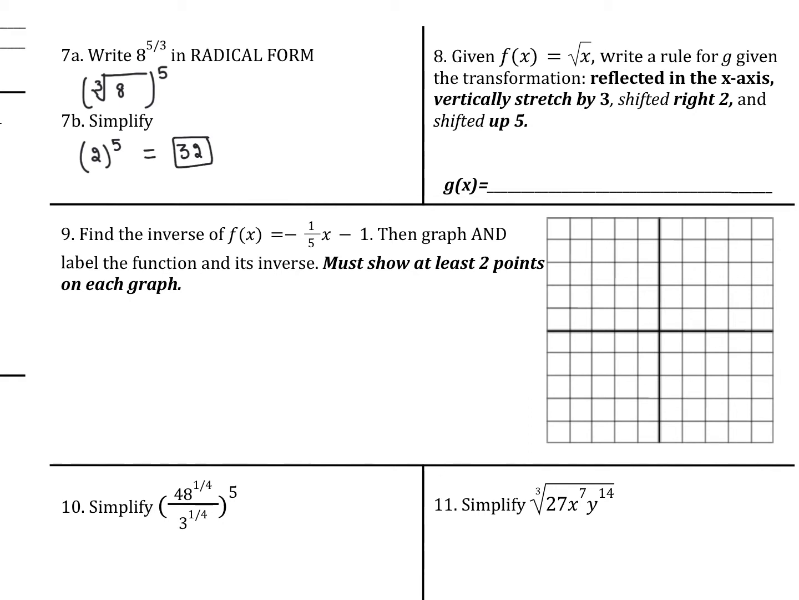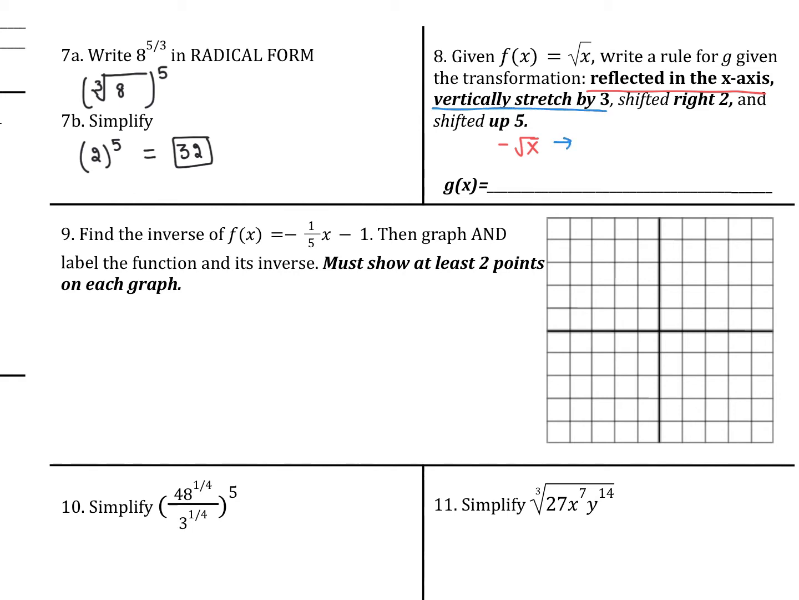Now for number 8, we have a given function, square root of x. Write a rule g(x) given the transformation. The first thing you want to do is the reflection over the x-axis. That means you're going to write square root of x and multiply the front number by -1. Next is a vertical stretch by 3.